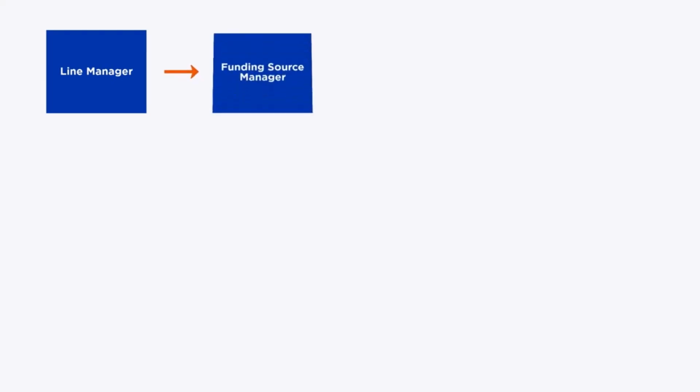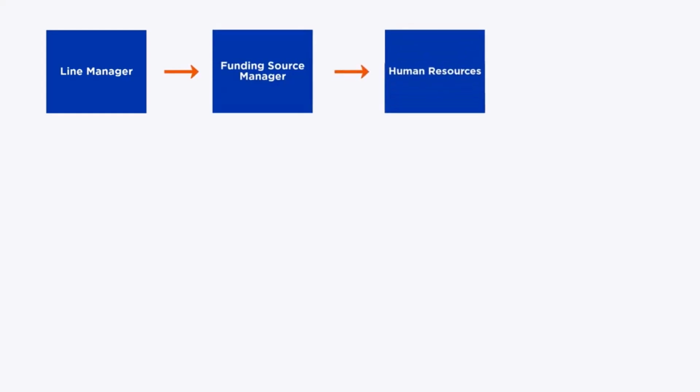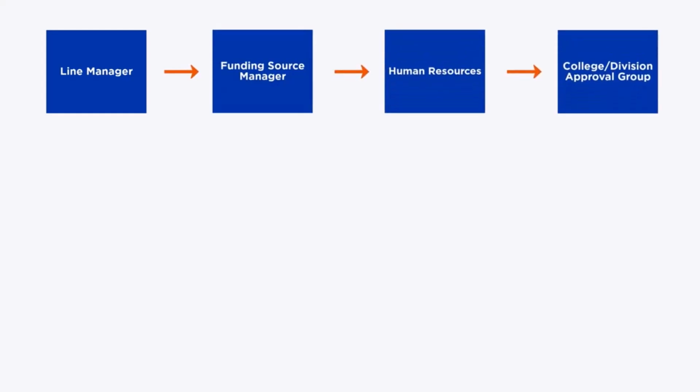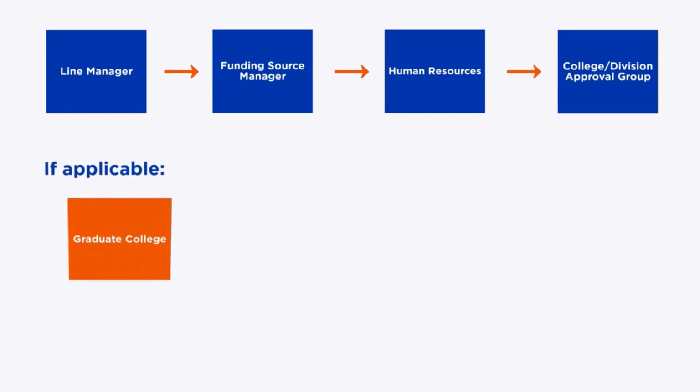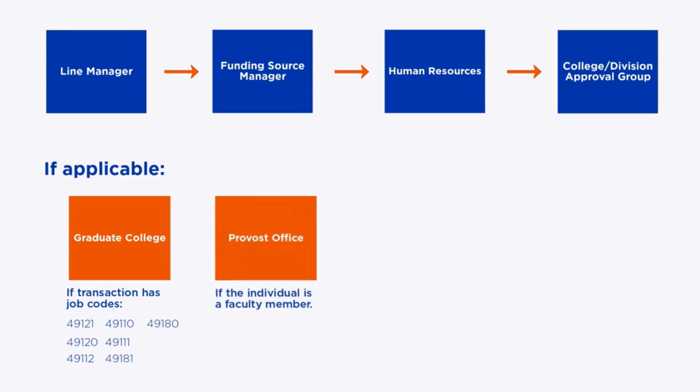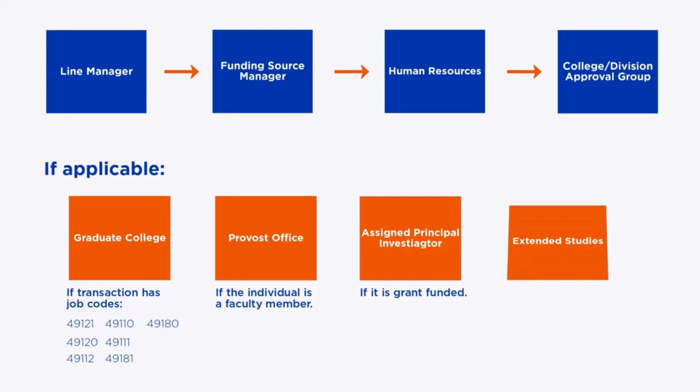This action will route to the line manager of the individual being transacted upon, or proposed line manager if they are being transferred to a new line manager, the assigned funding source manager, human resources, and the college or division approval group. If applicable, it will also route to the graduate college if the transaction has job codes 49121, 49120, 49112, 49110, 49111, 49181, or 49180. Provost office if the individual is a faculty member, assigned principal investigator if it is grant funded, and extended studies.